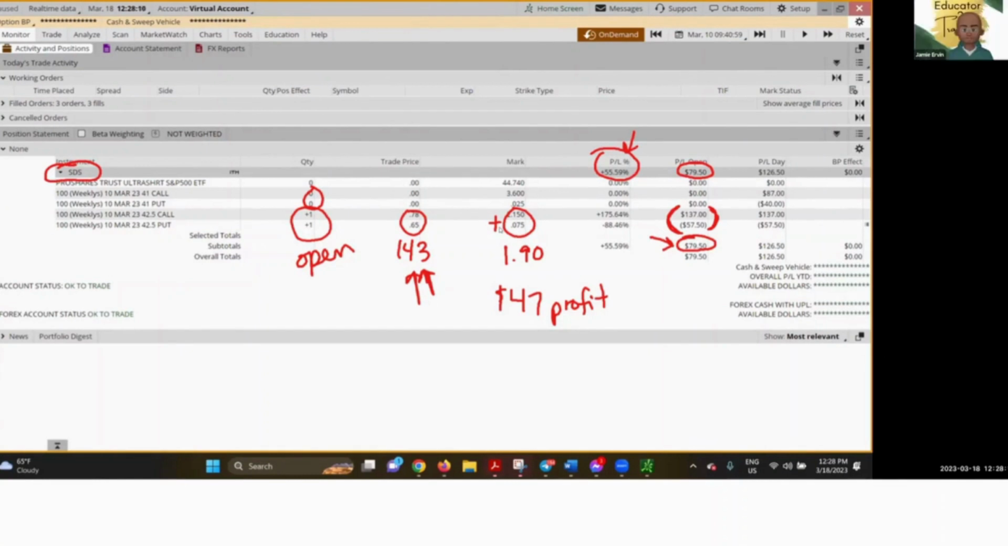Okay. So shouldn't it be showing your $47 profit right now somewhere? No, we moved forward to another time. Okay, so now it's showing a different amount of monies.